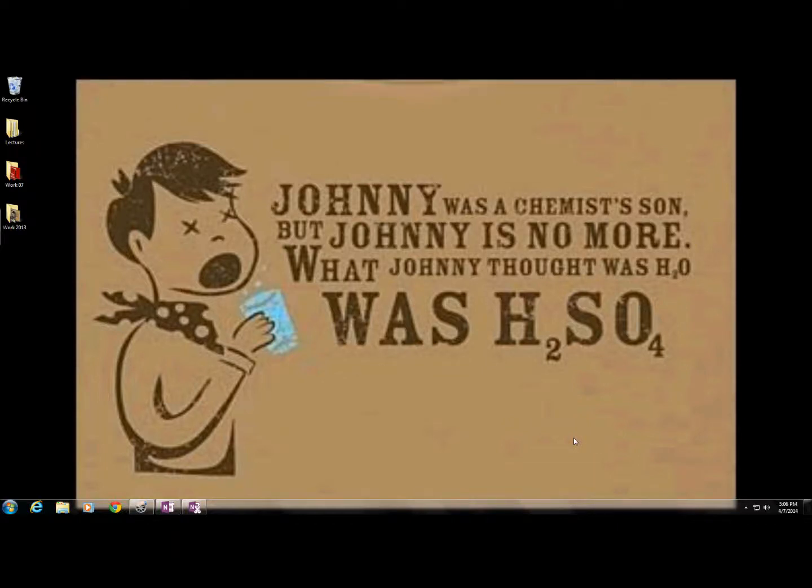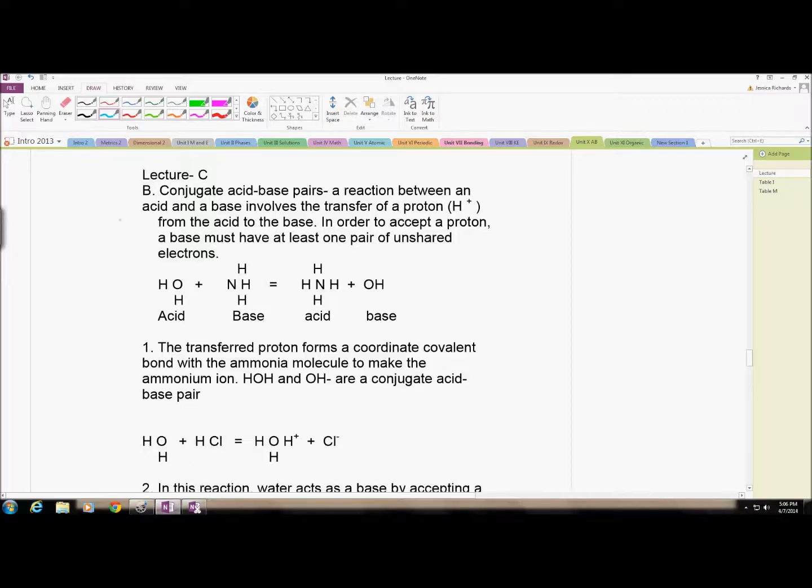Welcome to Unit 10 Acid Bases, Lecture C. We're going to talk about conjugate acid-base pairs today. The conjugate acid-base pairs are going to be our Bronsted-Lowry definition of acids and bases.